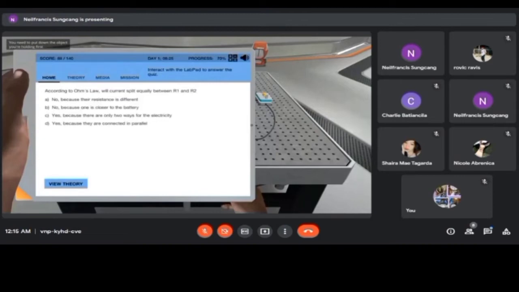According to Ohm's law, will current split equally between R1 and R2?